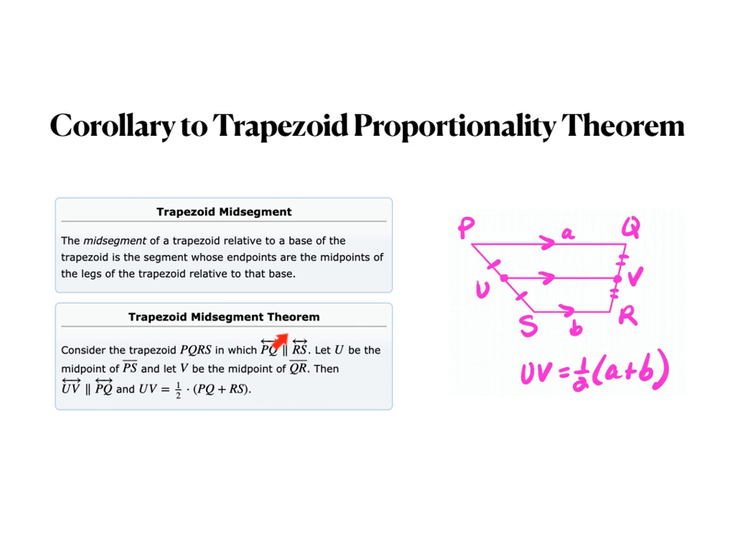Now, the trapezoid midsegment theorem says if I have a trapezoid where I have PQ parallel to RS, so it's just specifying what the bases are, and U is the midpoint of PS and V is the midpoint of QR, then I know that this midsegment is parallel to the bases, and I also know that the midsegment is half the sum of the bases.